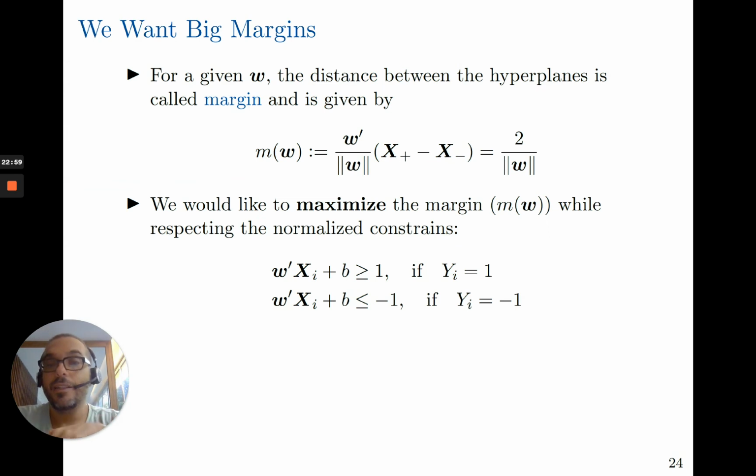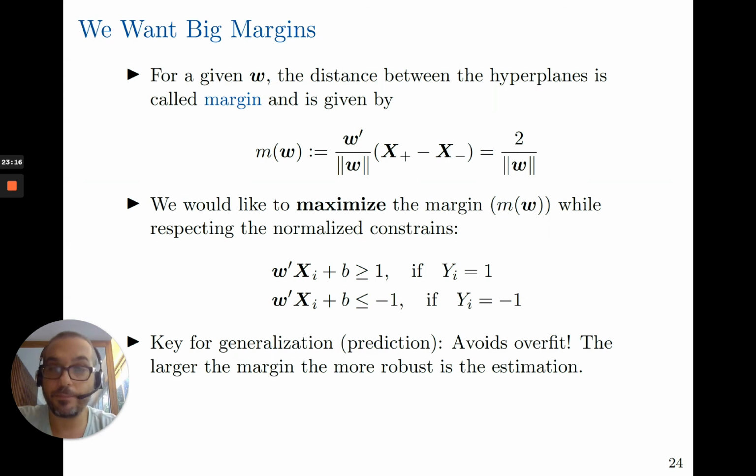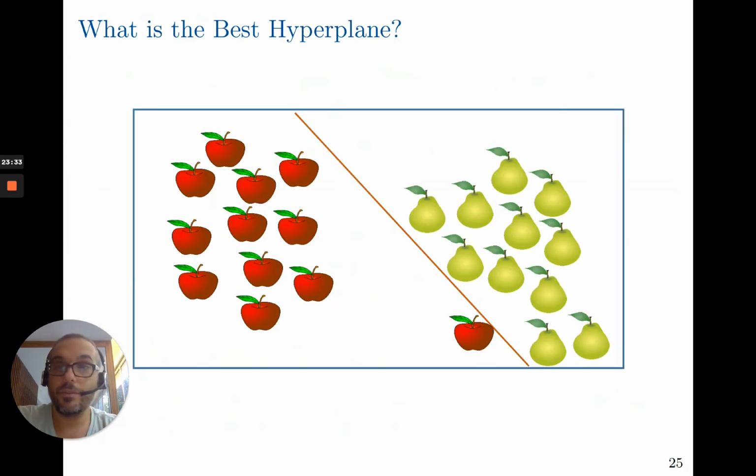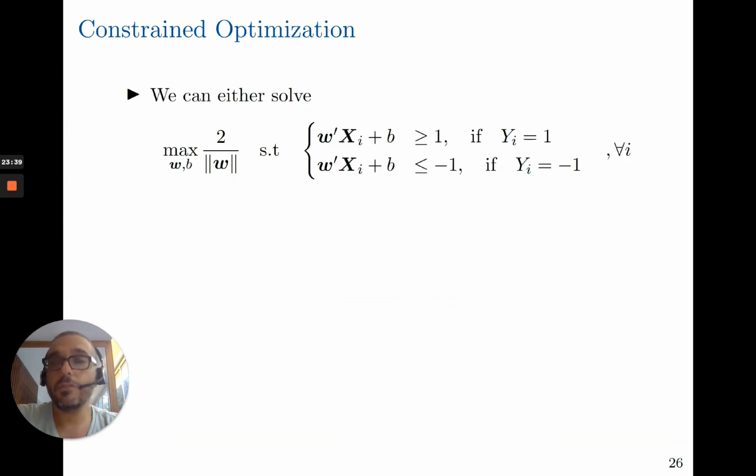Bear this in mind. So we want to keep Wx plus b larger than or equal to 1 if y is positive, and Wx plus b less than or equal to minus 1 if y is negative. This is key for avoiding overfitting: larger margins are more robust, because classification is more crystal clear. So this is a kind of optimal hyperplane. So how would we do that?